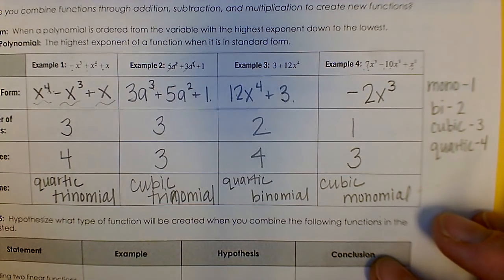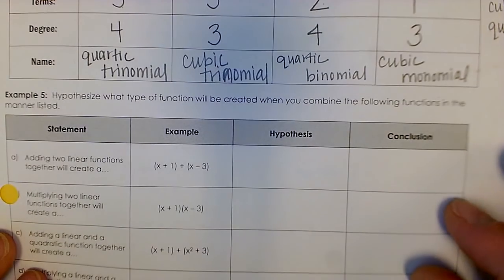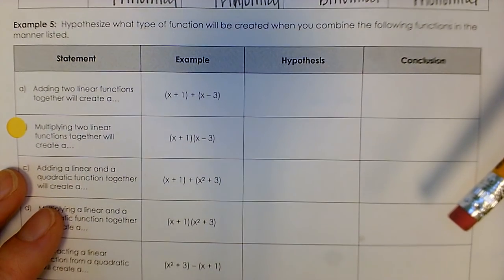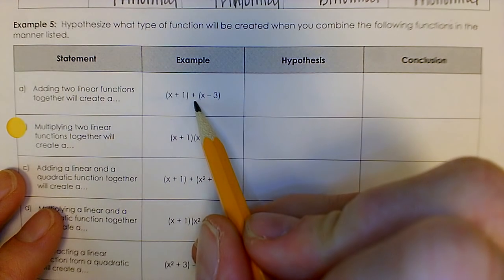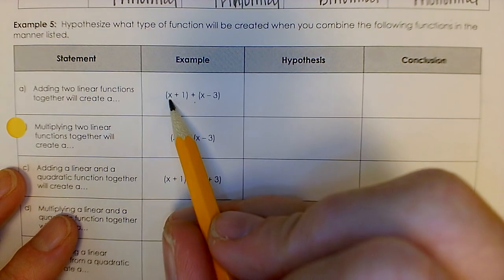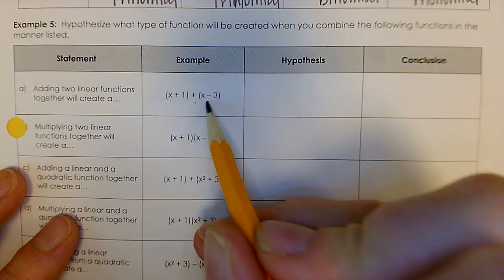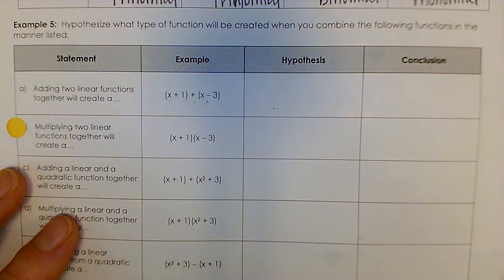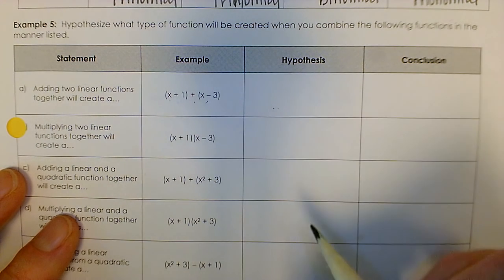Okay? So let's look at what type of functions we might get if we start combining some stuff. So plus means just combine your like terms. So if I combined my like terms, what do you think we would get? Would it still be linear? Would it be quadratic? Would it be cubic, quartic? What do you think we're going to get? Write what you think here.